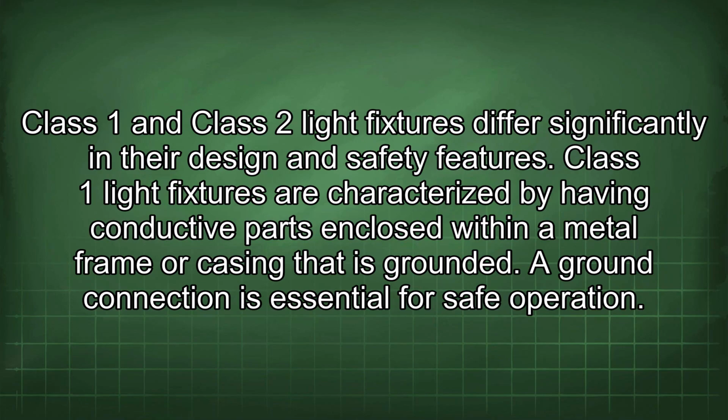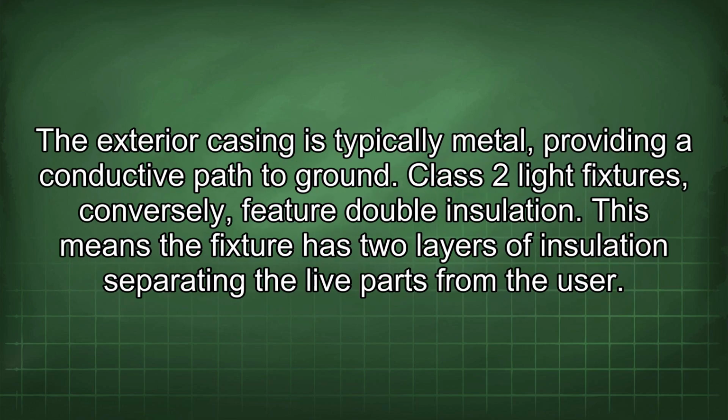Class 1 and Class 2 light fixtures differ significantly in their design and safety features. Class 1 light fixtures are characterized by having conductive parts enclosed within a metal frame or casing that is grounded. A ground connection is essential for safe operation. The exterior casing is typically metal, providing a conductive path to ground.